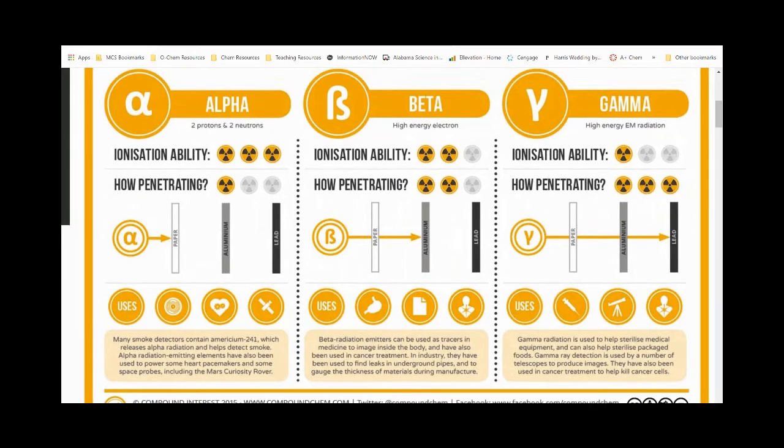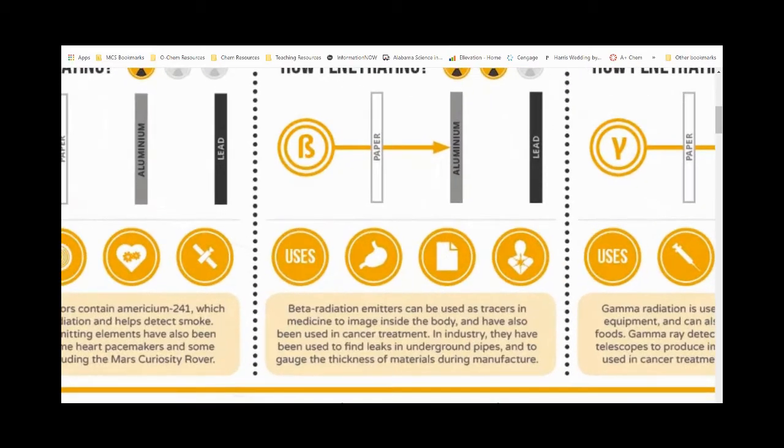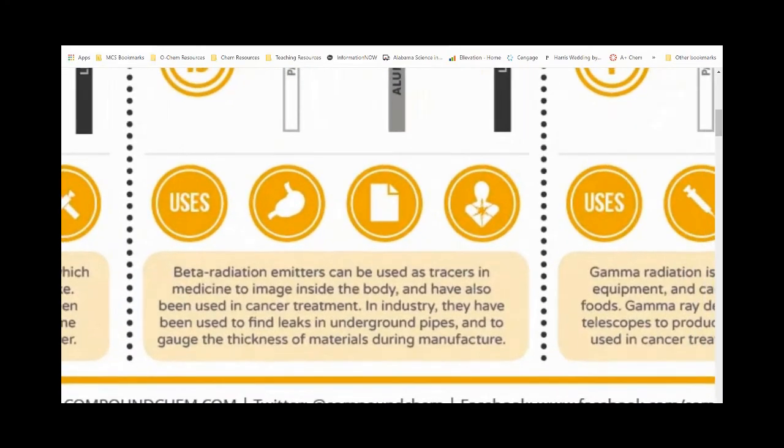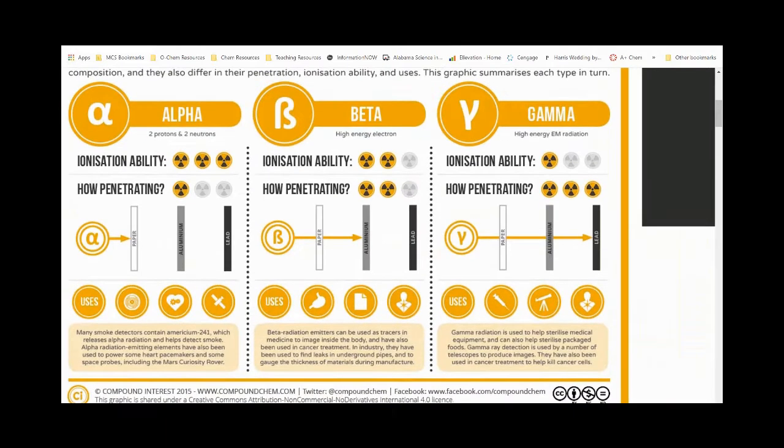For beta radiation, those are some of the things you can use in medicine as chemical tracers in the body. They've sometimes been used in cancer treatments, and this is one that I find really cool, is that they can also be used as a tracer, not only in our bodies, but also to help find leaks in big underground pipe systems. And they can also be shot at materials while they're being manufactured to help quality control the different thicknesses.